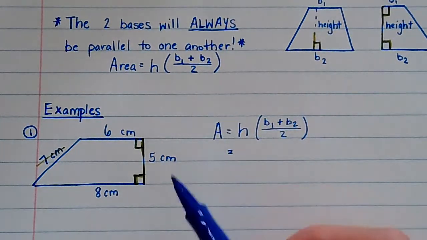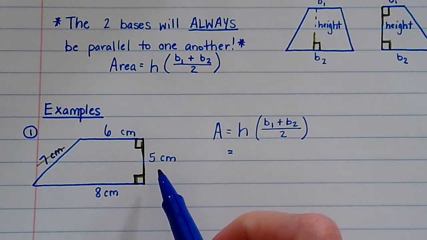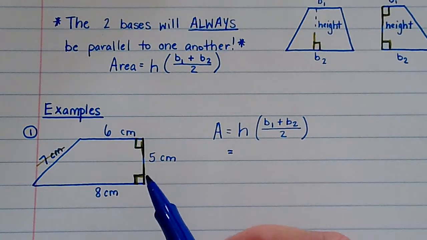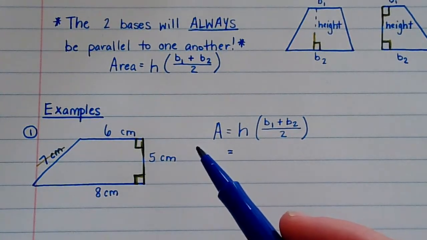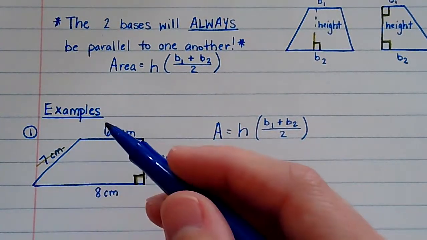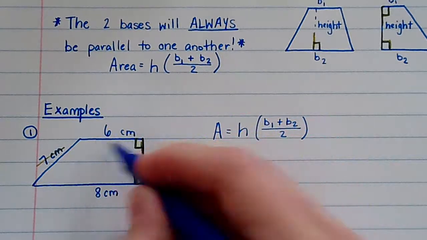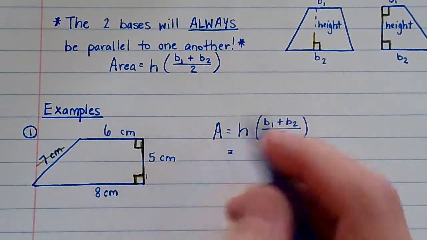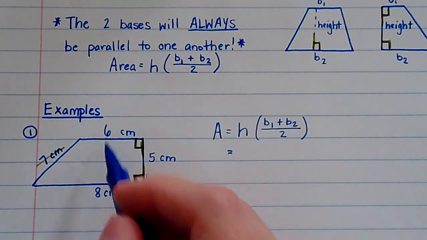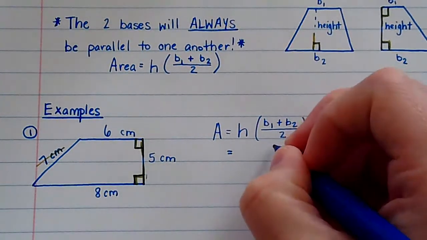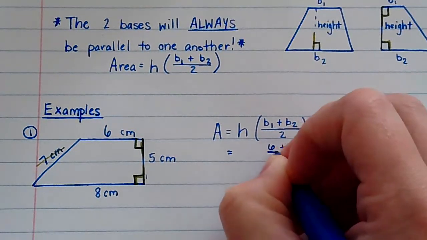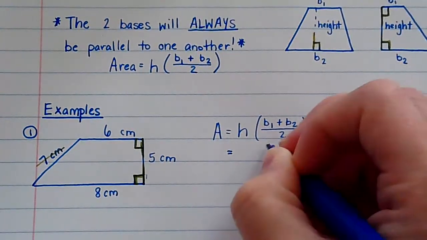All right, even if you didn't know that 5 right here is your height, what you do know is your 2 bases, because remember, your 2 bases have to be parallel. So let's figure out the lines that are actually parallel to each other. If we look at this one and this one, they're going to eventually cross. Obviously this line and this line cross, same with here. So the only 2 lines that are never going to cross, that are always going to be parallel, are the 6 and the 8. All right, so I'll plug those in for my 2 bases, and it's always divided by 2.